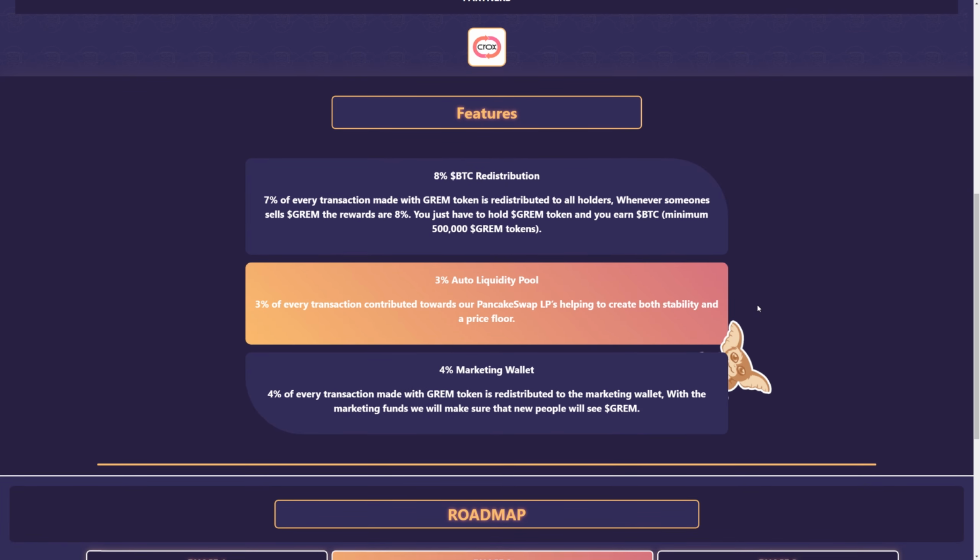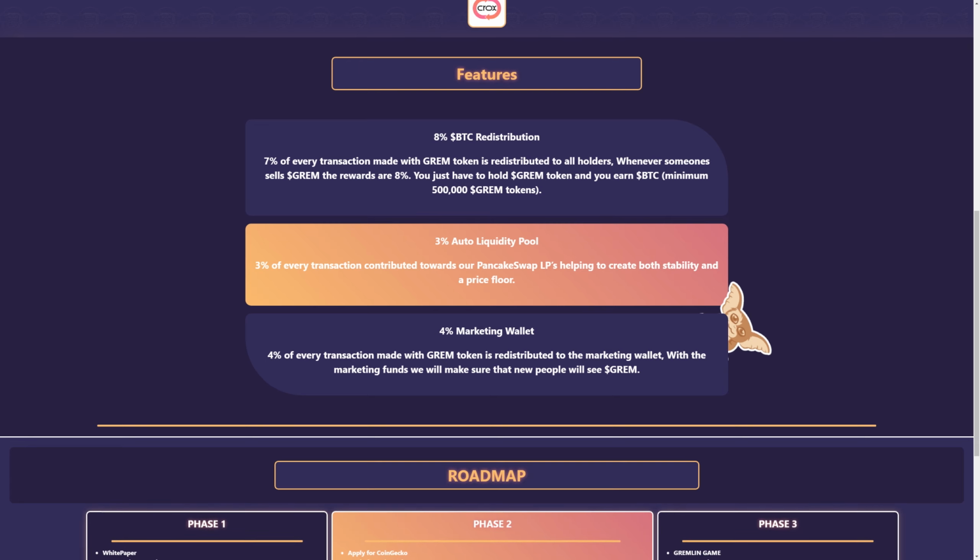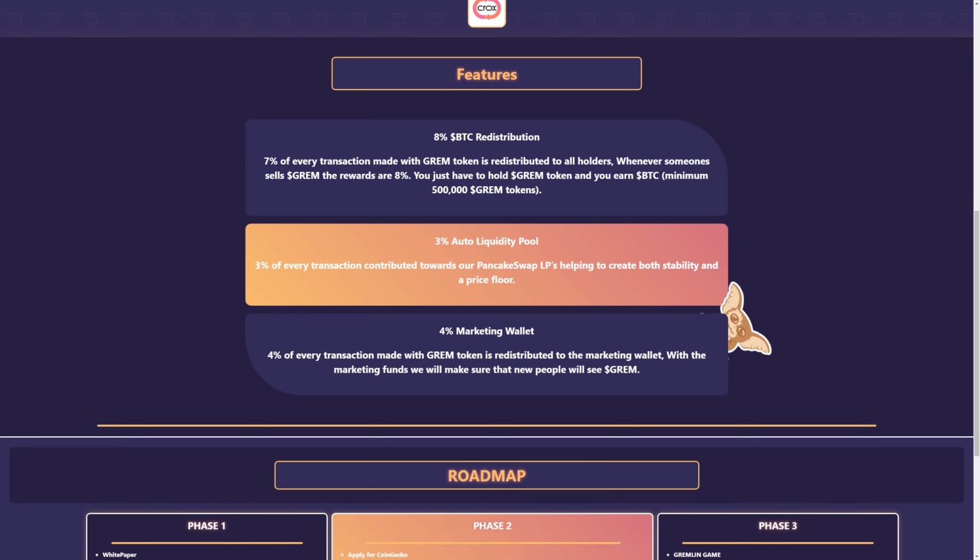But let's talk about the features. All right, so this touches on the 8% Bitcoin redistribution. 7% of every transaction made with Grim token is redistributed to all holders. Whenever someone sells Grim, the rewards are 8%. You just have to hold Grim token and you earn passive BTC. A minimum of 500,000 Grim tokens is required.